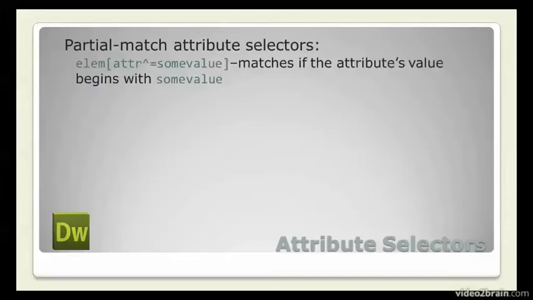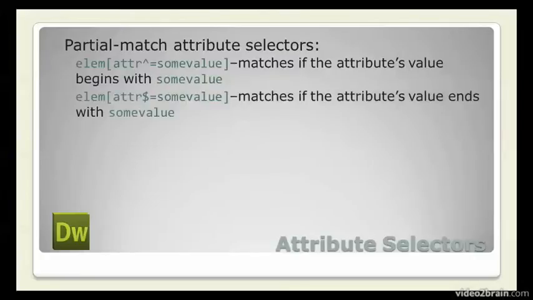Here, LM represents the tag name. You place the attribute name between square brackets followed by a caret or circumflex before the equals sign. This matches attributes that begin with the specified value. Putting the value in quotes is optional.